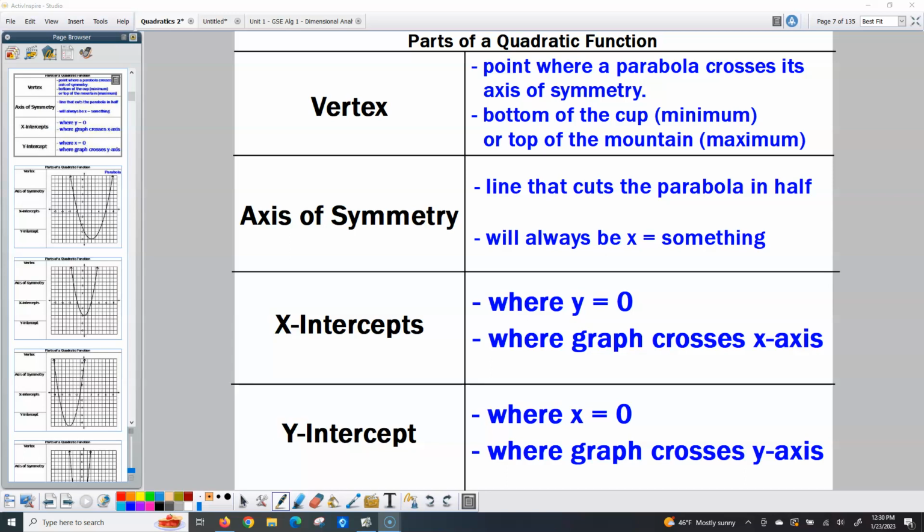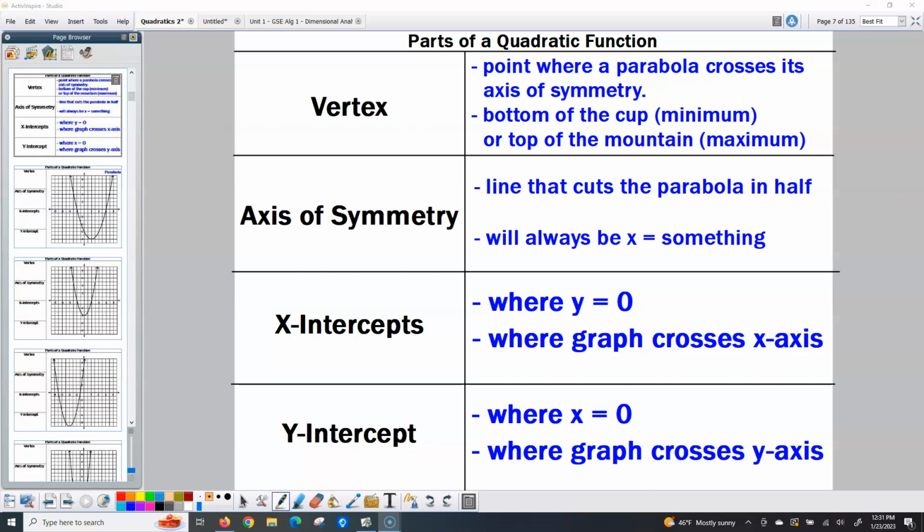We're going to talk about the basic parts of a quadratic function. Vertex: the point where a parabola crosses its axis of symmetry. The next point says the axis of symmetry is the line that cuts the parabola in half. We're going to be looking at parabolas that go up and down. Those open up and down, not left and right, just up and down.